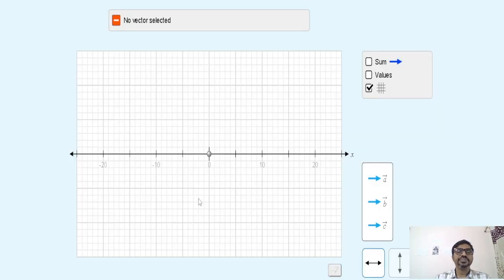Hello everybody, welcome to this video in which we are going to discuss vectors in one dimension. Let's consider the x-axis. We're going to consider the vectors along the x-axis. I'm taking the right side as positive x and the left side as negative. A vector is a physical quantity which has both magnitude as well as direction.